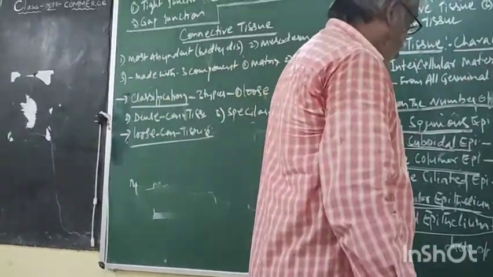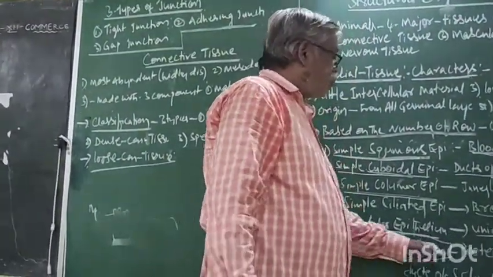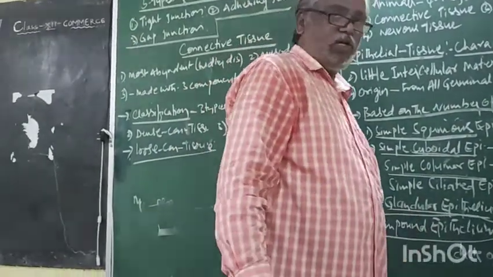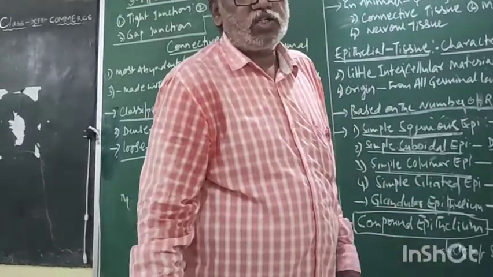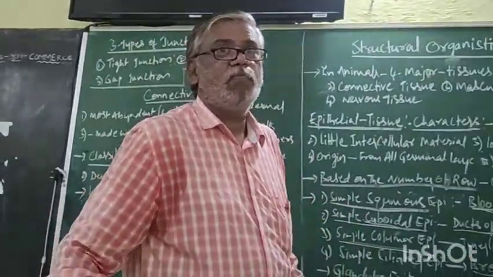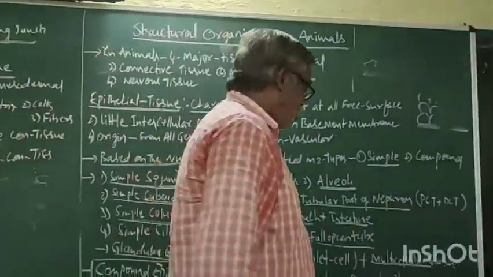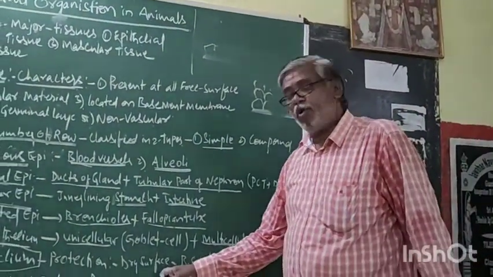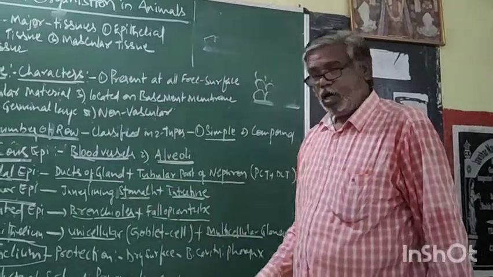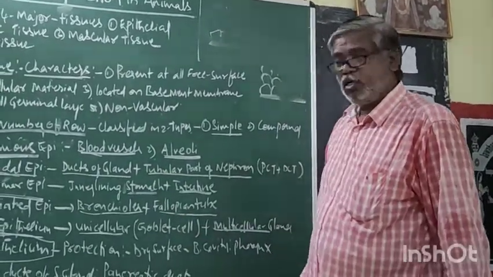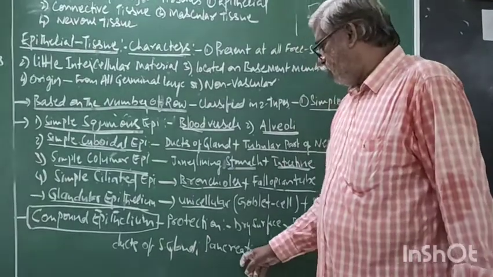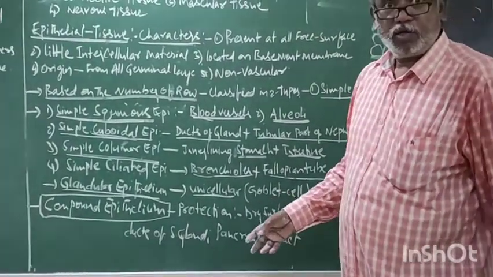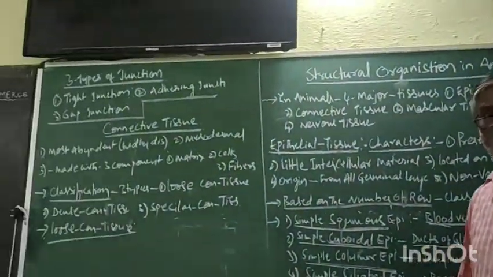Now compound epithelium. Compound epithelium is mainly for protection. Generally, this compound epithelium does not participate in secretion or absorption due to its many layers. The main function is protection. It is generally found on dry surfaces of the human body, like our buccal cavity, pharynx, ducts of salivary glands, and pancreatic duct. These are some examples where we can see compound epithelium.